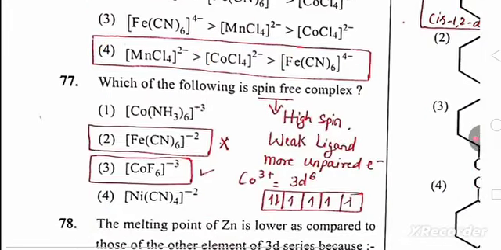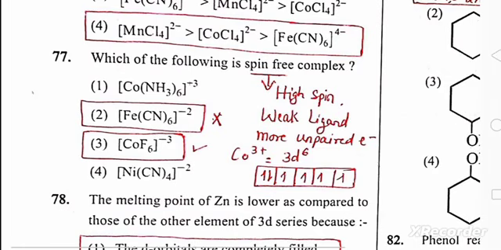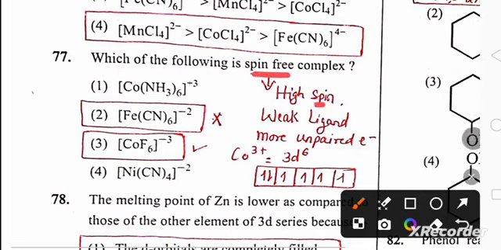Let us move to the next question. From coordination compounds, which of the following is a spin-free complex, meaning a high spin complex? Wherever we find a weak ligand, there we can find a larger number of unpaired electrons, so that can be a high spin or spin-free complex. Among them, the fluoride complex CoF6 3-.